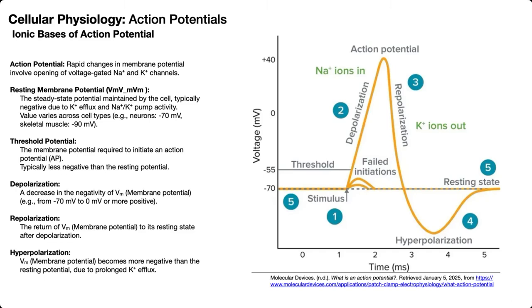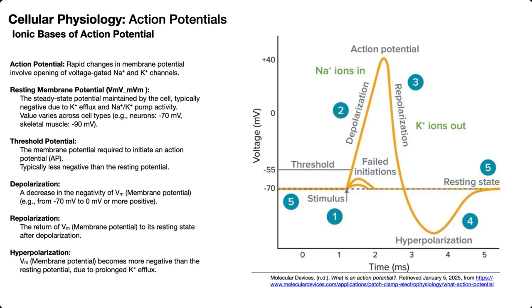So here, let's look at an action potential. Now, an action potential is demonstrated by some rapid changes in that resting membrane potential, and it involves opening and closing of different types of channels. We call them voltage-gated channels, specifically voltage-gated sodium and potassium channels. So let's talk about how an action potential works, and we'll use this graph that you see in the video to guide us.